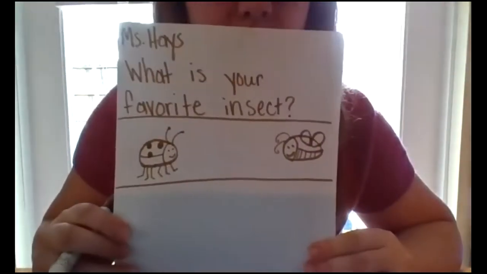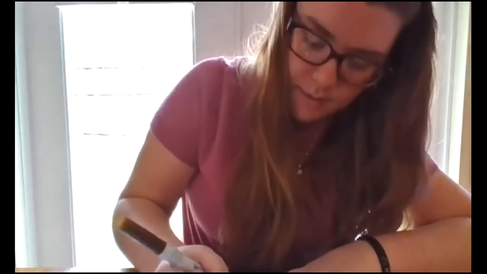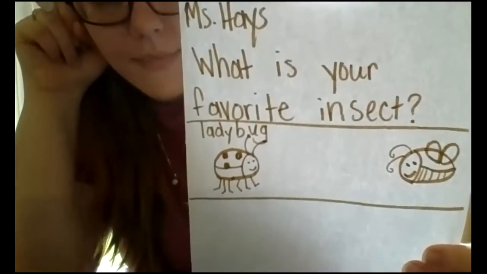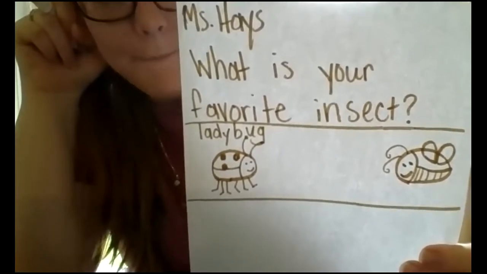So now you have your two drawings, but do you want to leave them as that? Or do we label our pictures? We label them. So I have a ladybug on this side, so I'm going to write ladybug. That way I remember how to spell it. And then on the other side, I'm going to write B for my B.